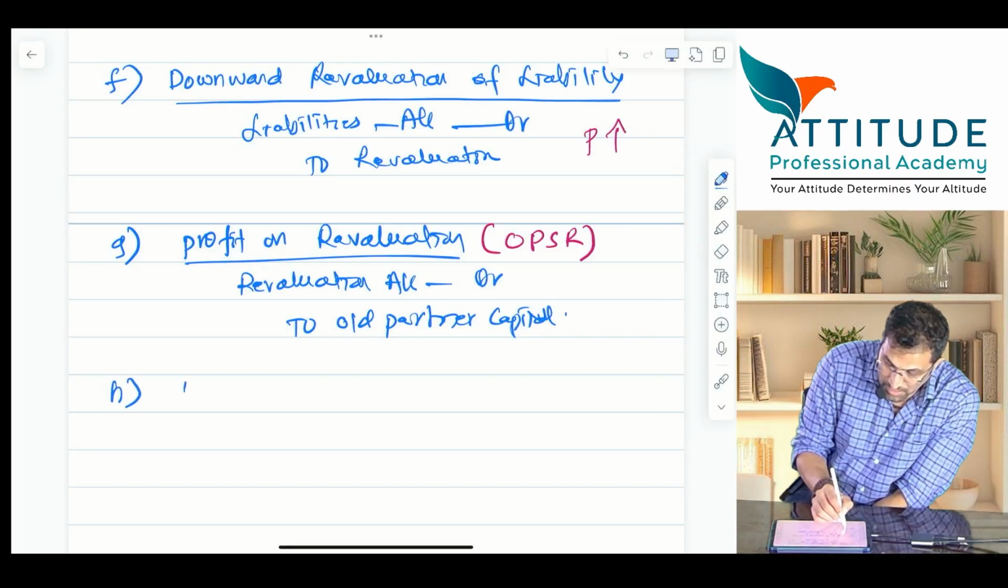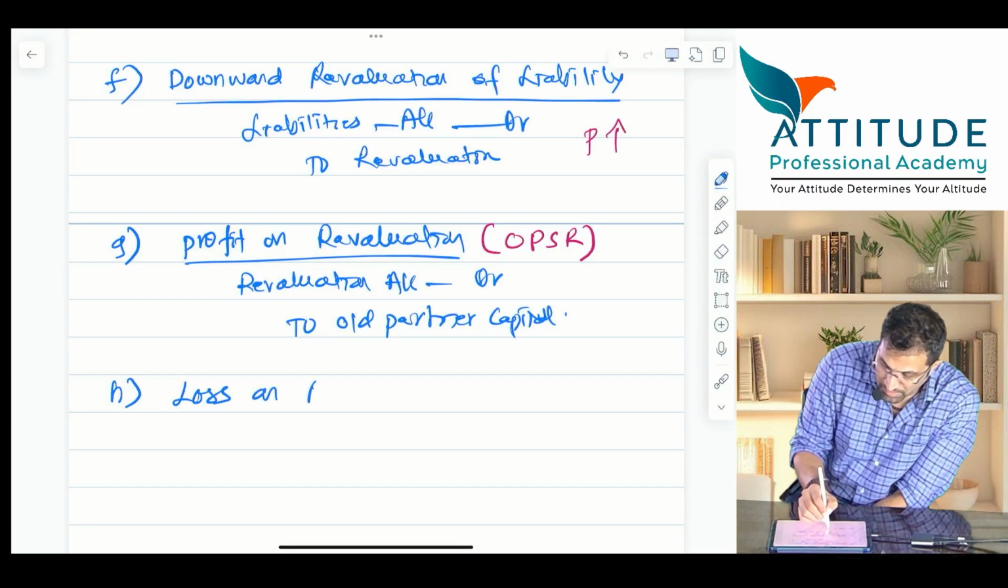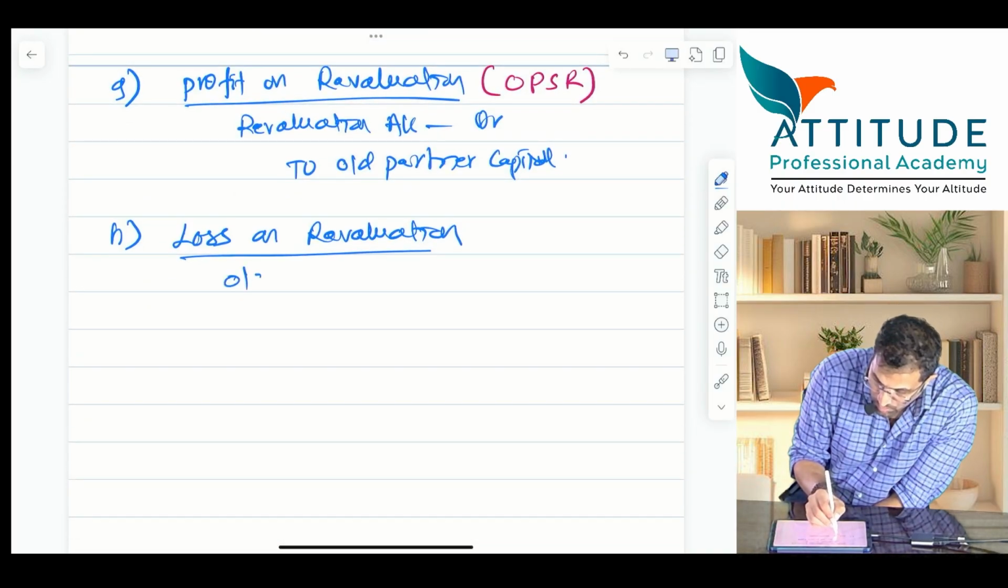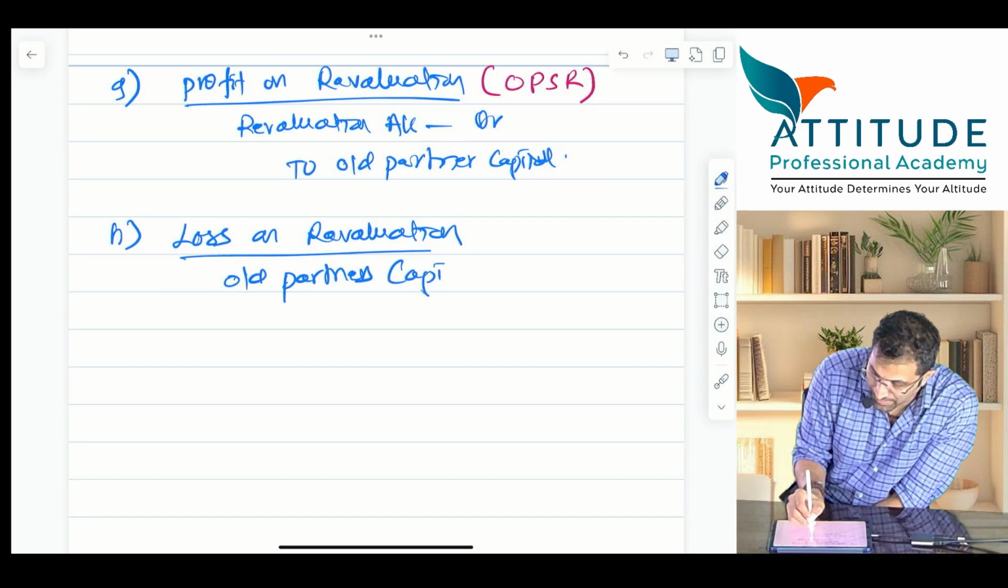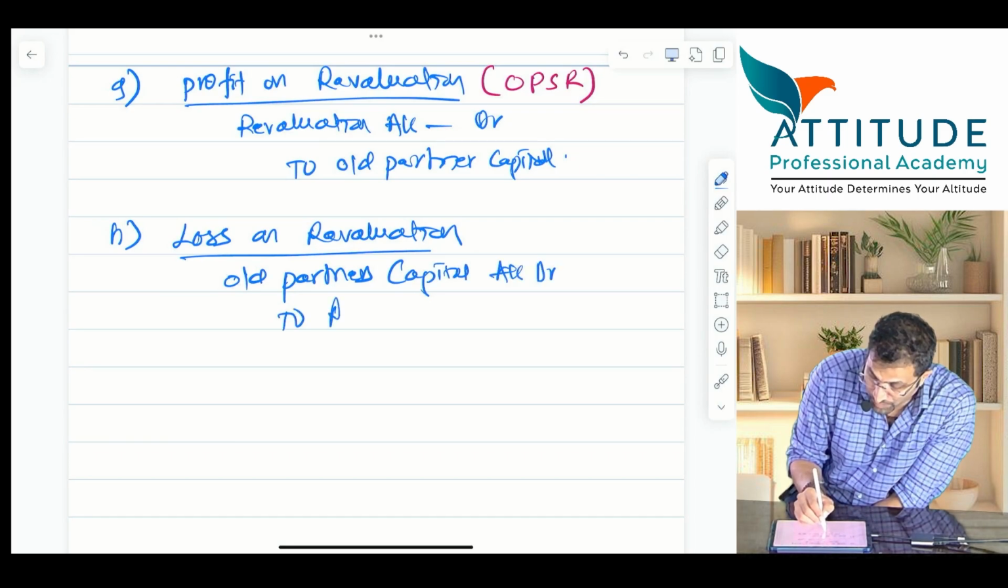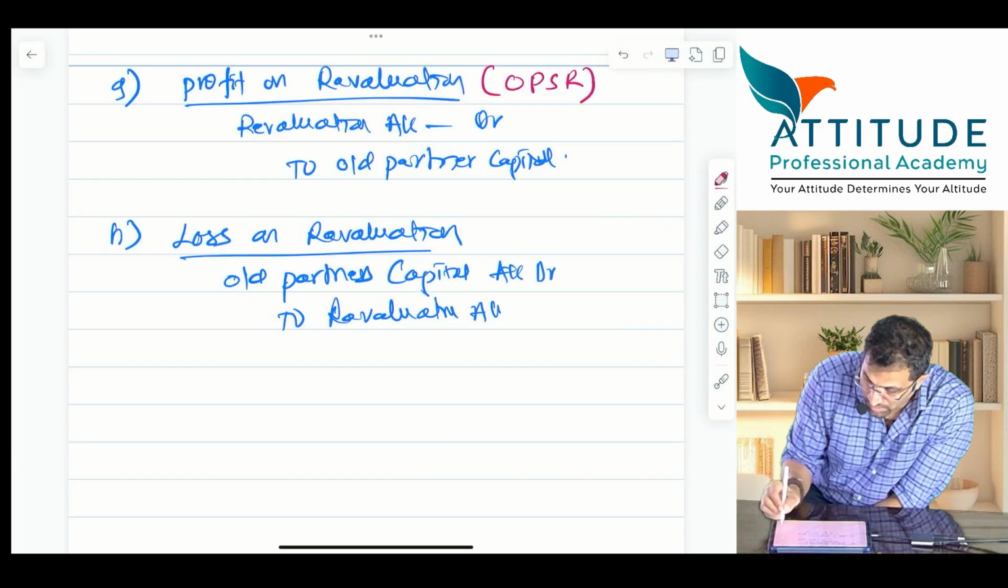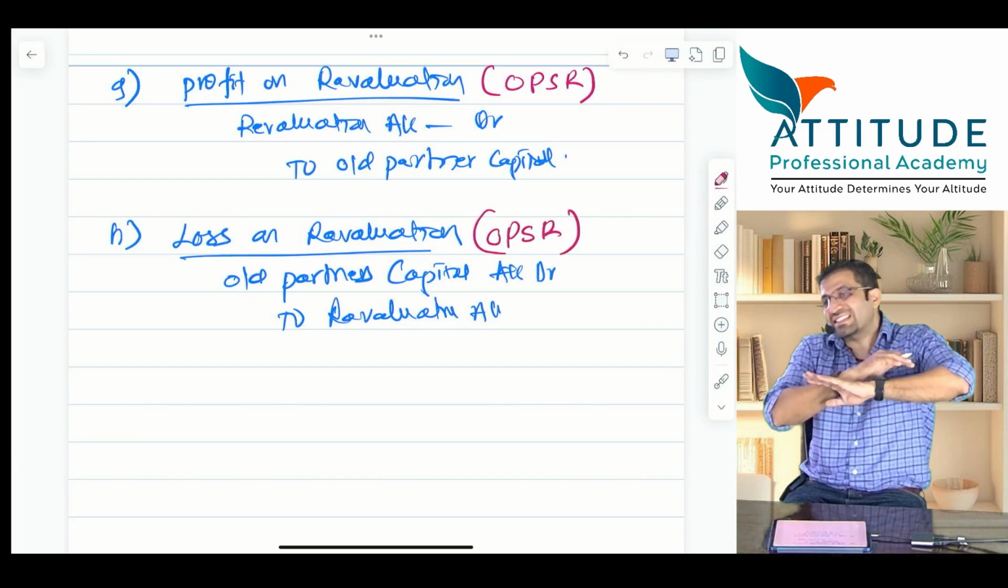H. Loss on revaluation. Tell me the entry. Old partners capital account debit to what? Revaluation account. In this also, in which ratio? Old profit sharing ratio. So part A is done.